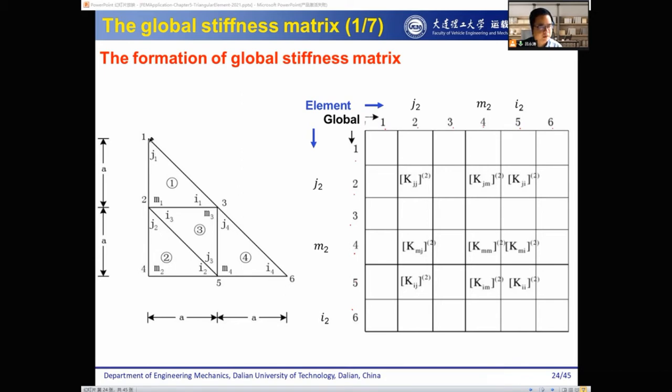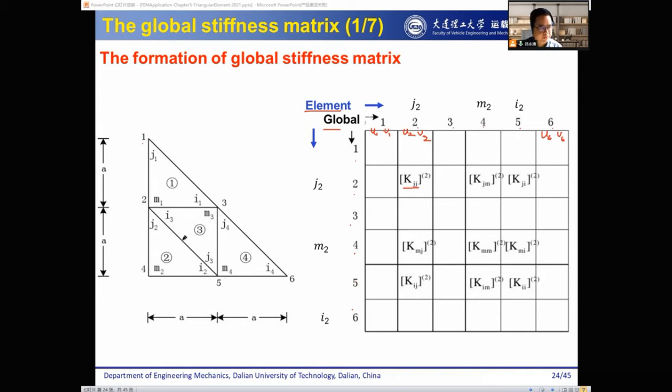And of course, because this is a triangular two-dimensional case, for each node we have U1, V1, for node 2 we have U2, V2, and for example for node 6 we have U6 and V6. So here we need to find the corresponding between the element and global, then we will know how to put those element stiffness components in the corresponding locations.